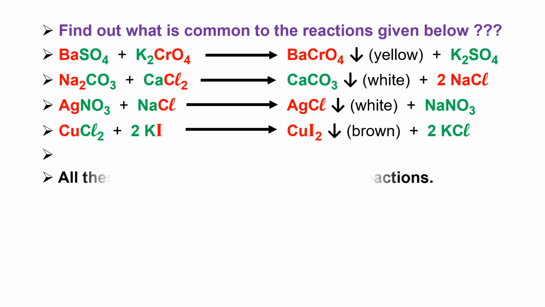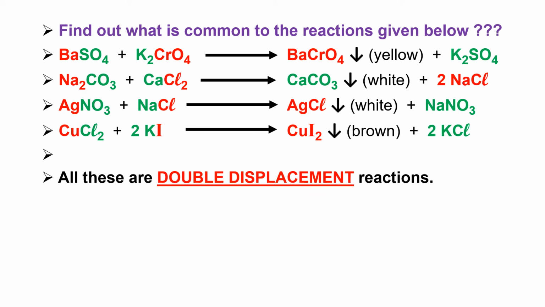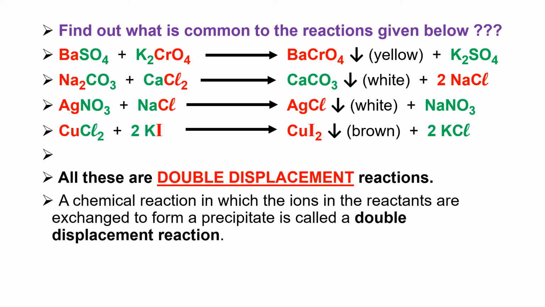Now what do I call these kinds of reaction? We call them double displacement reactions. Why double displacement? Because there is displacement happening two times. In the first reaction, barium is displacing potassium, and potassium is displacing barium. Second reaction, sodium is displacing calcium, and calcium is displacing sodium. Third reaction, silver is displacing sodium, and sodium is displacing silver. So it's like both ways. That's why we call it double displacement.